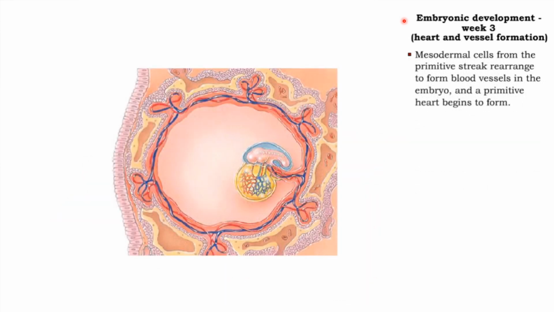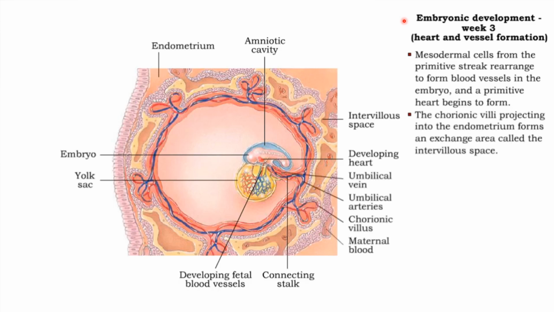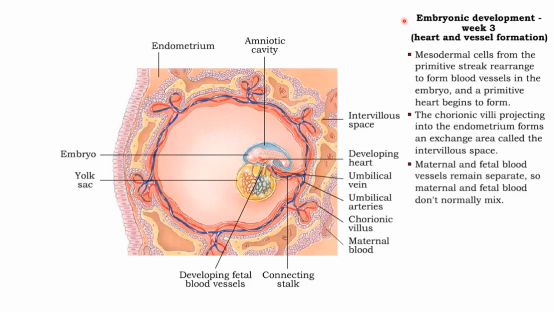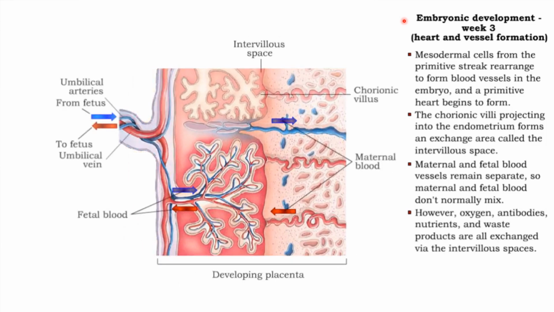Also during the third week, mesodermal cells from the primitive streak rearrange to form blood vessels in the embryo, and a primitive heart tube is formed. Continued development of the chorion results in the formation of the chorionic villi, projecting into the endometrium to form an exchange area called the intervillous space. The maternal blood vessels and fetal blood vessels remain separate, so maternal and fetal blood do not normally mix. However, oxygen, antibodies, nutrients, and waste products are all exchanged via the intervillous spaces.